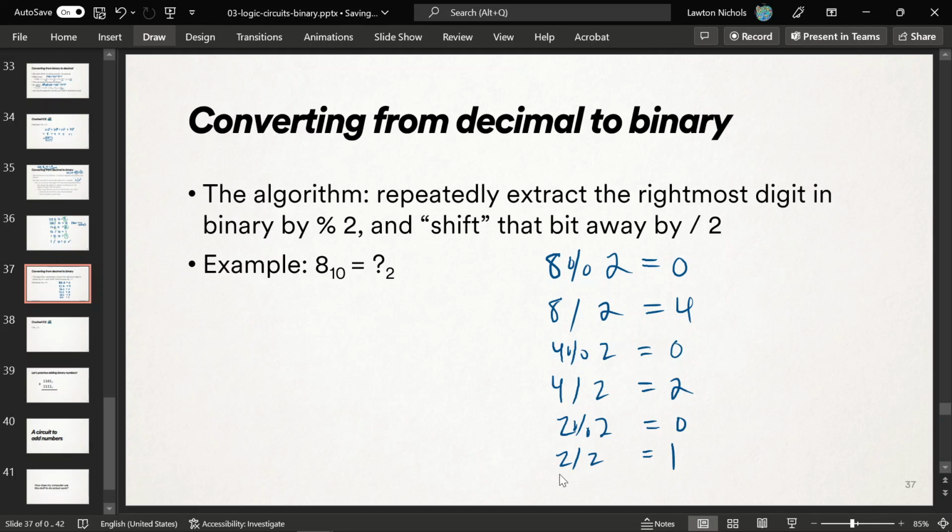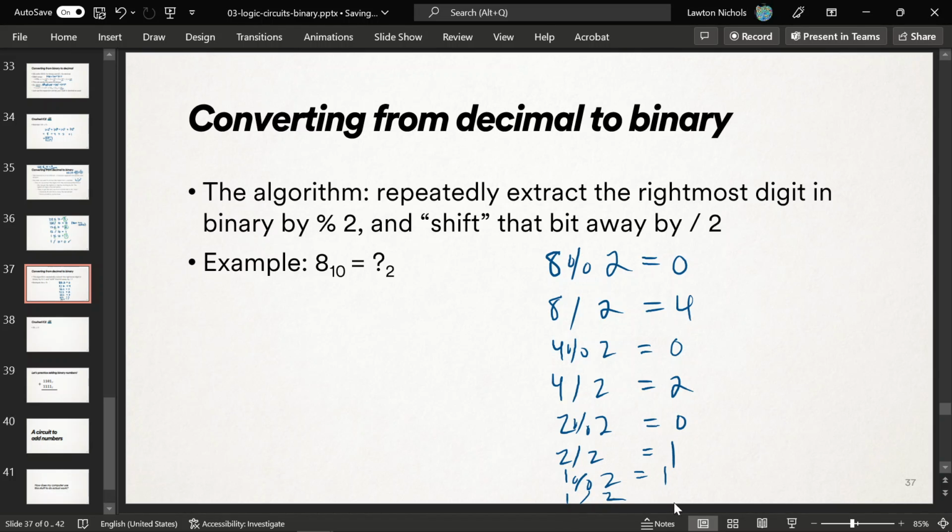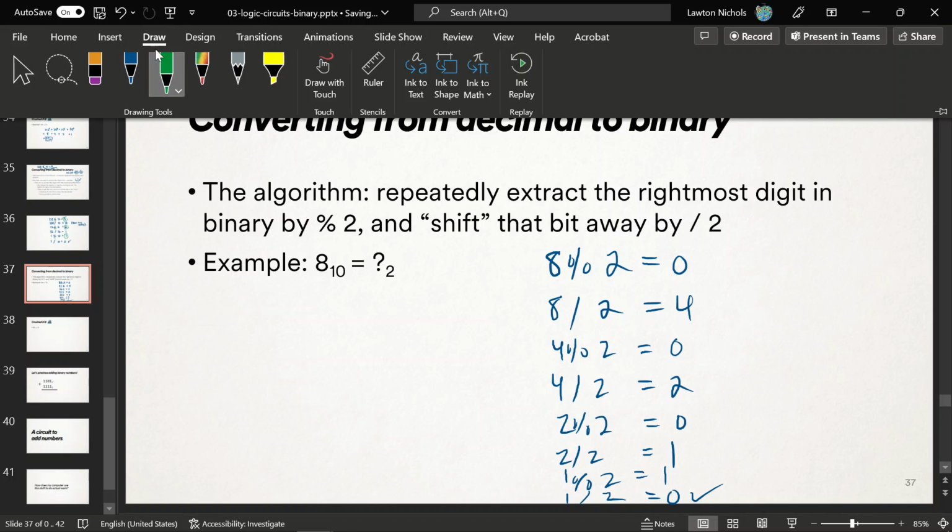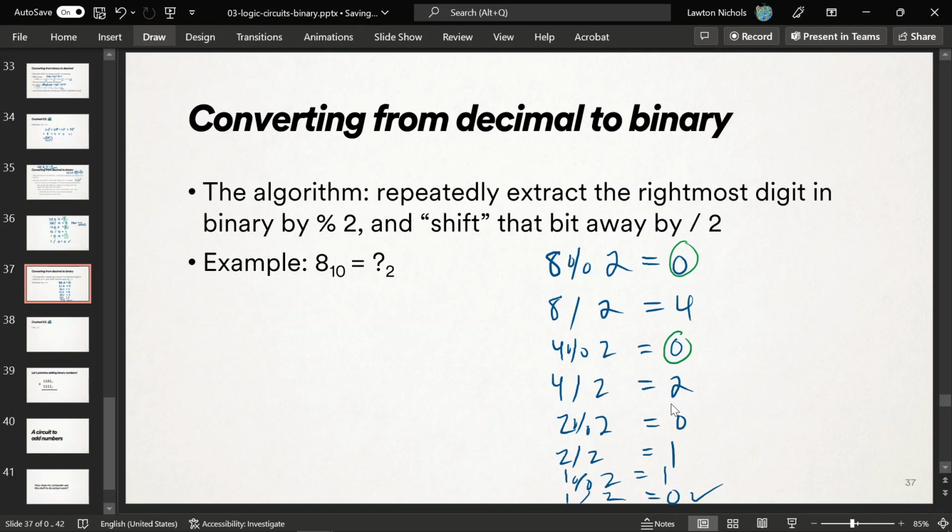That's 1. Get the rightmost digit of 1: 1 mod 2 is 1. Then shift away that 1 by doing division: 1 divided by 2. Nothing left over, that's 0, so I'm done. Every time I took a remainder, I got a digit in reverse order. So it's 0, 0, 0, and 1, but backwards. So the answer is 1, 0, 0, 0 in base 2. That's the answer. Does that make sense?